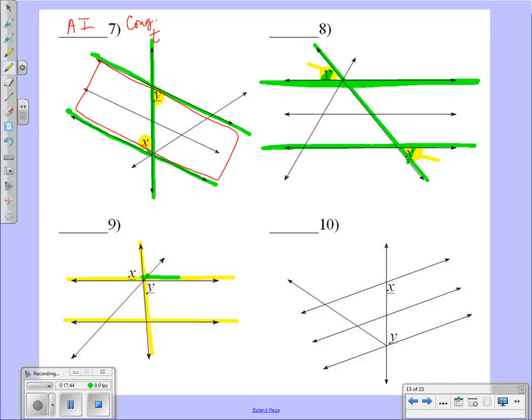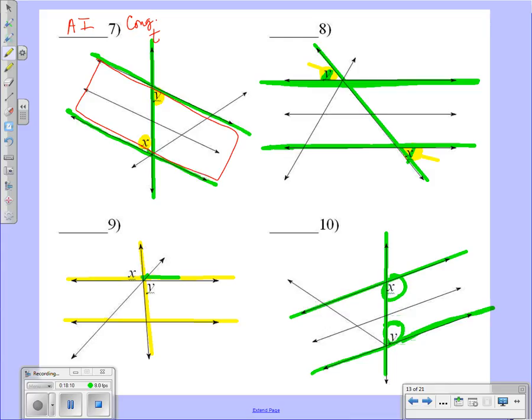Okay, number 10, let's go ahead and highlight our transversal. We see the only line cutting through two others, or at least two others, is the one that's going up and down because it's with the X and the Y. And now we're going to highlight our two parallel lines. Here's the one for the X, and here's the one for the Y. So now that you've highlighted, you can look at your angles and determine what type of angles you're dealing with.